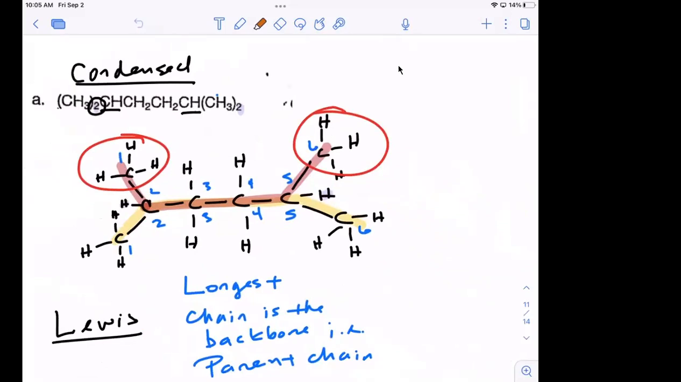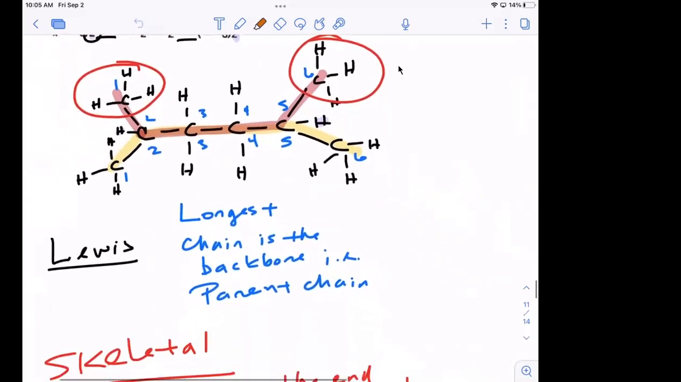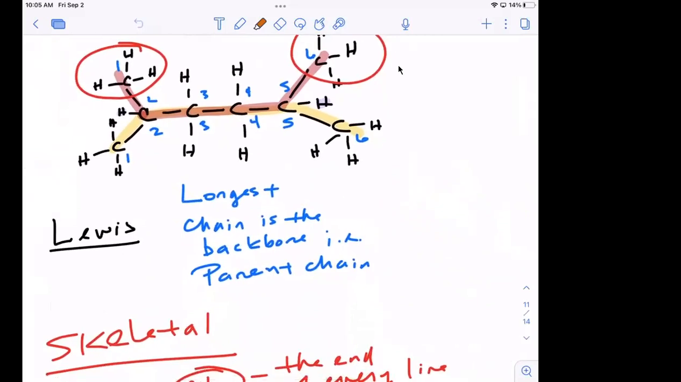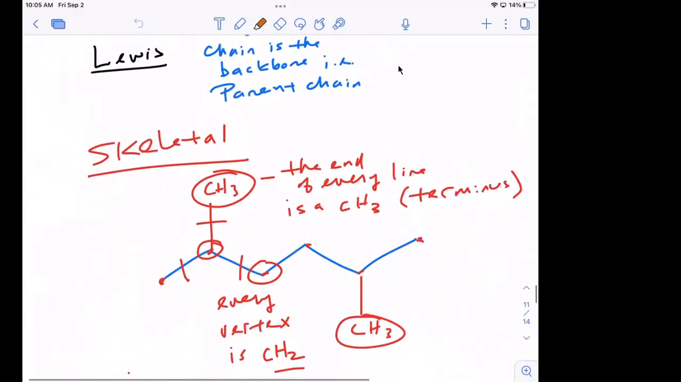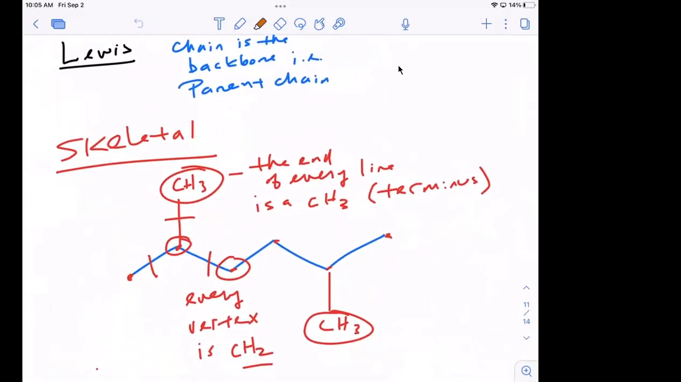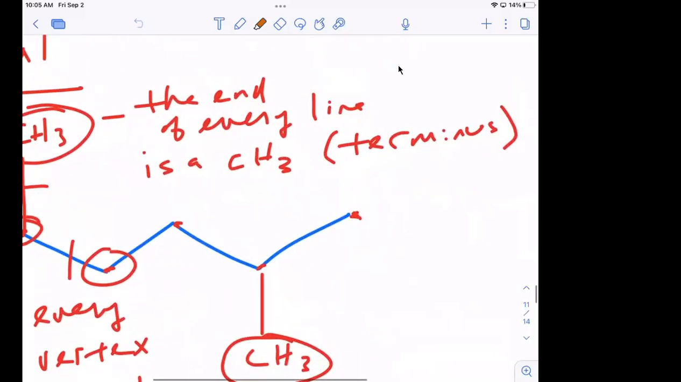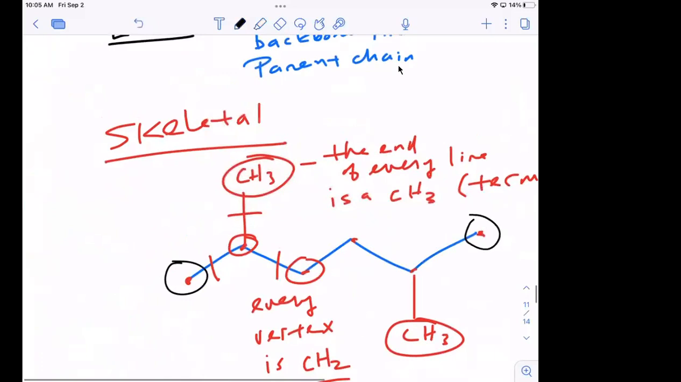All right. And then from that, we picked out the longest chain, which is the parent. And based on the parent, that parent is going to tell me what the skeletal form looks like, which is here, right? Where you just show the vertices and the termini. And remember that every terminus is a CH3. So the end of every line, same will be for here and here, but you don't have to show them because it's a skeletal form, right?